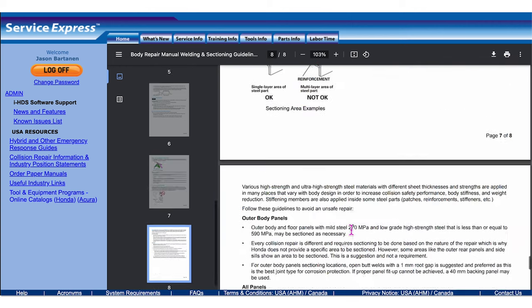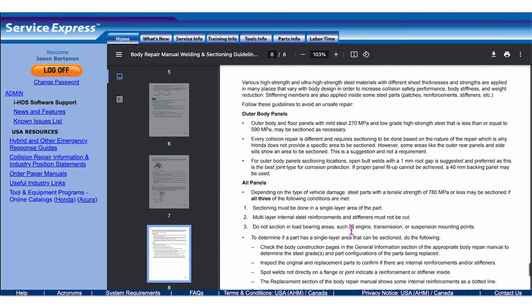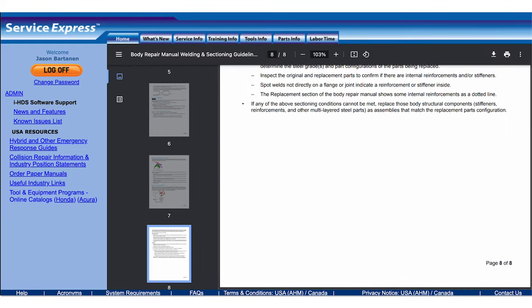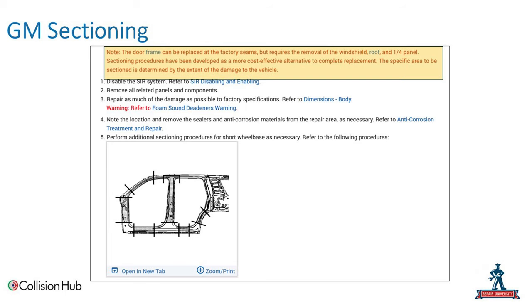Again, you click on that industry position statement area, click on the sectioning guideline revision, download it, distribute it, share it with your employees. All right, let's move on to General Motors and see what they say about it. So GM, again, mostly on the side apertures, right? Again, yes. Now we've got some shaded areas in here that GM's saying we can section in.